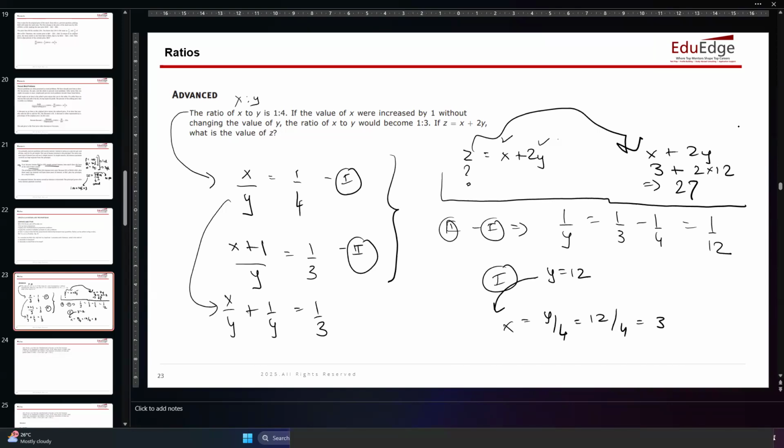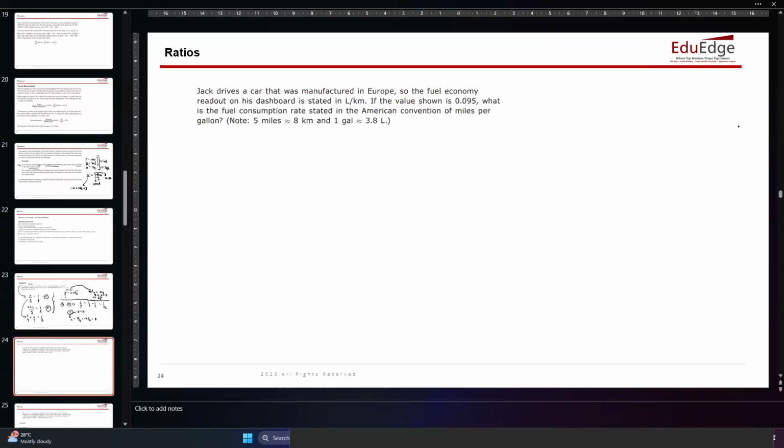So one common variety is that one of the numerator or denominator variables changes, and that gives us another equation. Solve simultaneously and find whatever is asked for. All right. Ratio problems could also involve conversions of units. And how does this look?